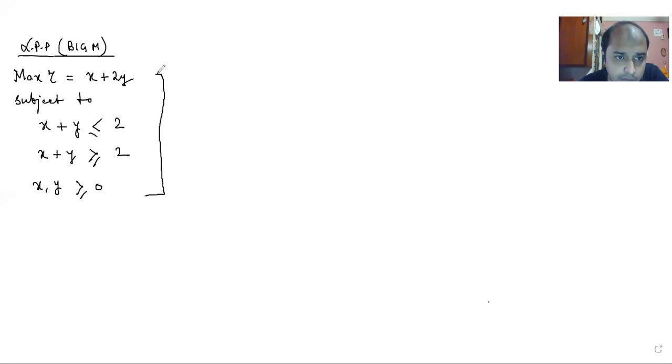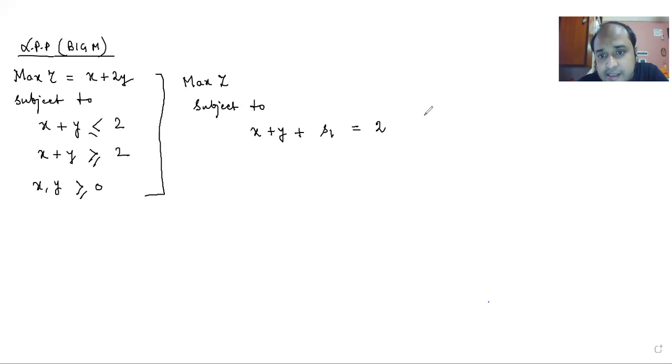So the big M method. You see, I have to convert this particular problem into equality type. In the first inequality, the left hand side is less than the right hand side, so we are going to add a quantity on the left hand side, which you know is known as a slack variable. So here S1 is a slack variable, remember.